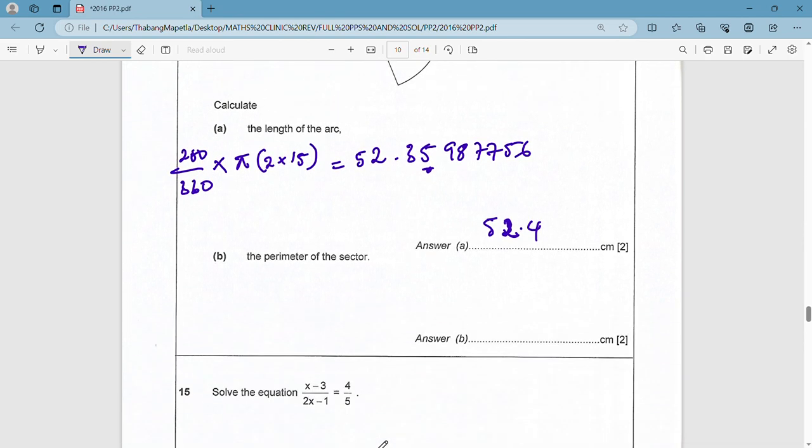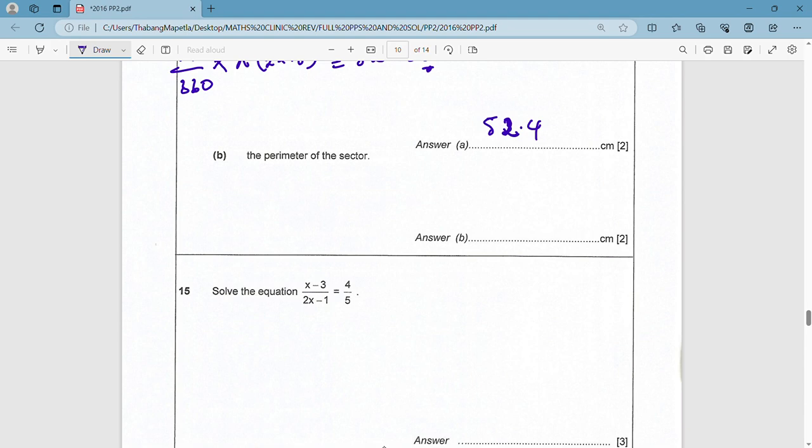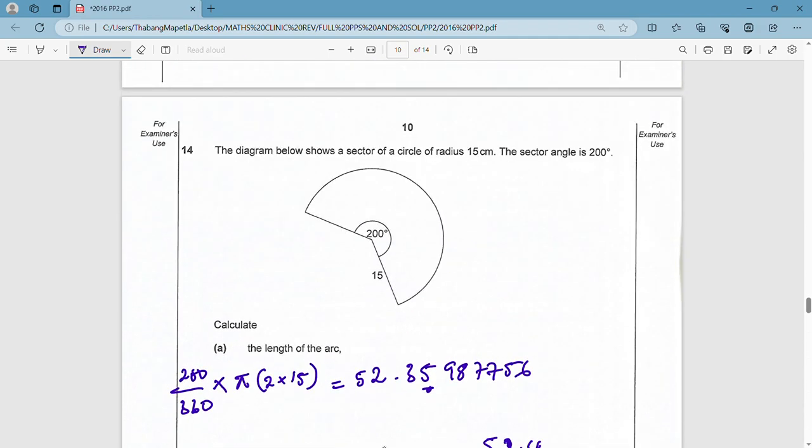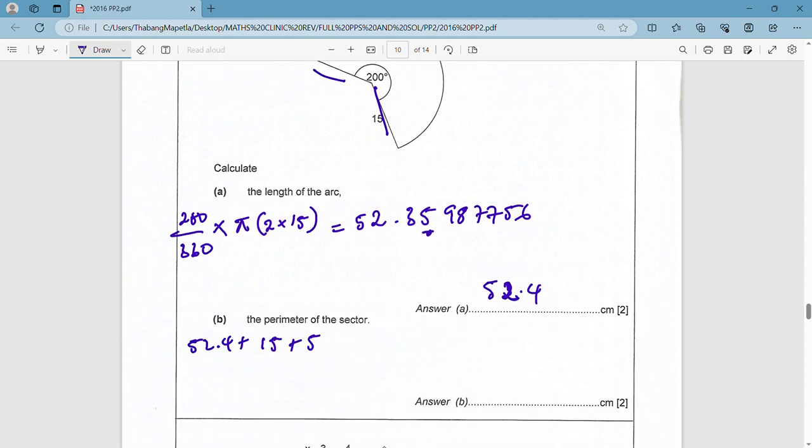Then it says find the perimeter. For the perimeter, I'm simply going to say this arc, 52.4, plus 15 plus 15. Like that, there are the two radii that we have there, one from here, one from there, and then we'll have a complete shape. So it's simply plus 30. It's going to be 82.4.